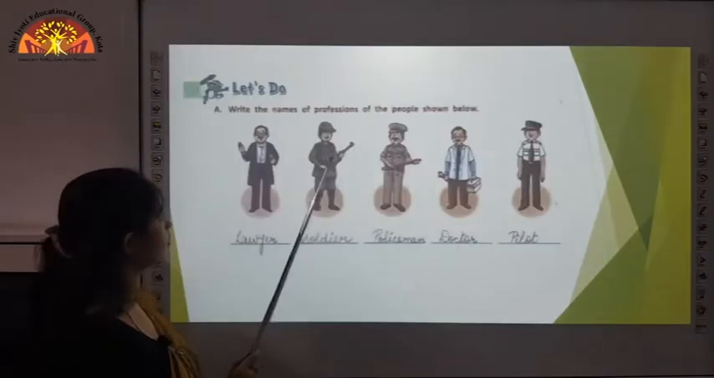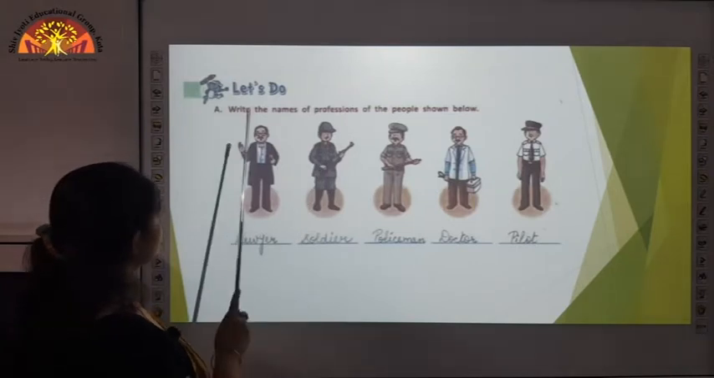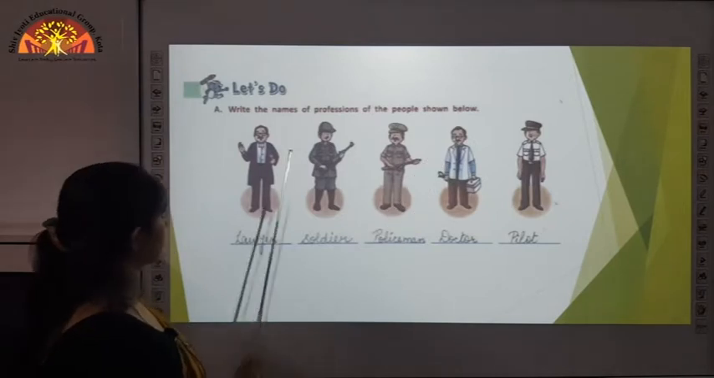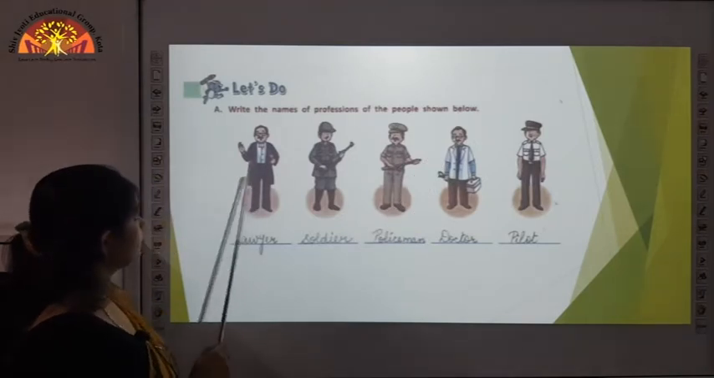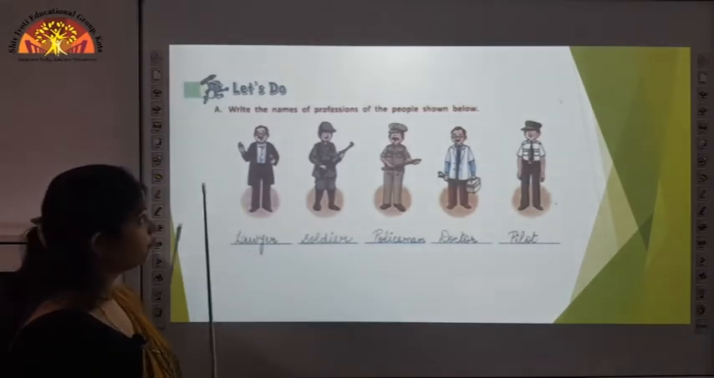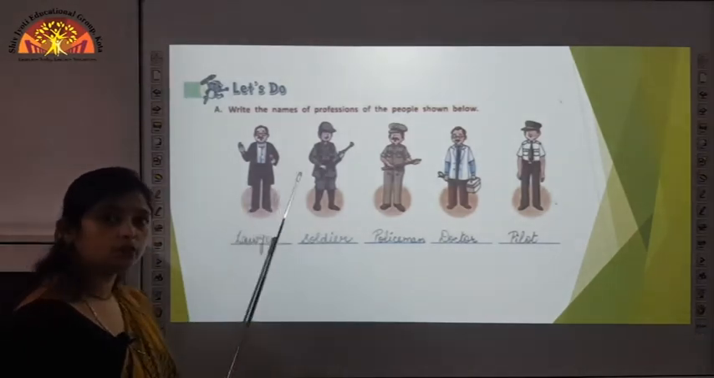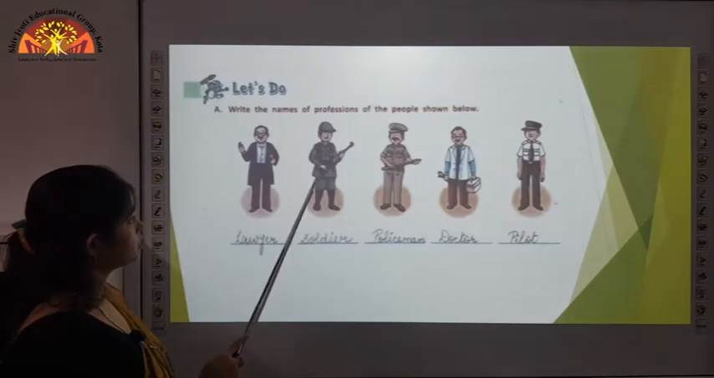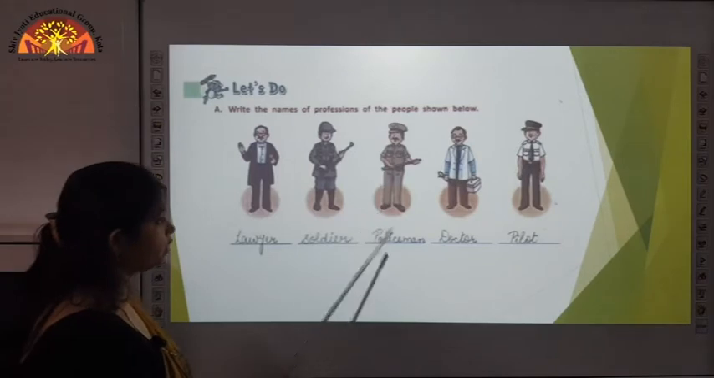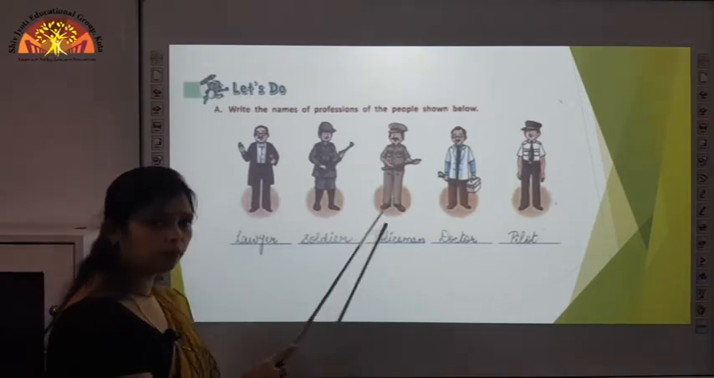Okay, let's have a look at the pictures shown here. Write the names of the professions of the people shown below. Now you can see that this man is wearing a black coat, long black coat. He is a lawyer. We have to identify them by their uniform. Then this, you can see that this man is a soldier. Then this is a policeman. He is wearing the uniform of a policeman.